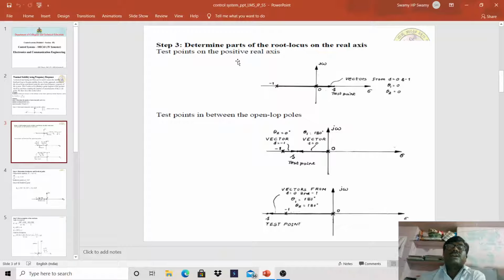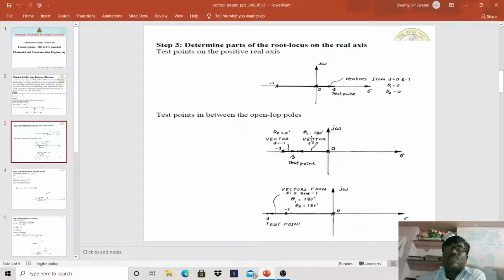Next, step 3, determine parts of the root locus on the real axis. Here you have to find the test points on the positive real axis. This is the s test point. Vectors from s is equal to 0 and -1: theta 1 is equal to 0, theta 2 is equal to 0. Then test points in between the open loop poles.